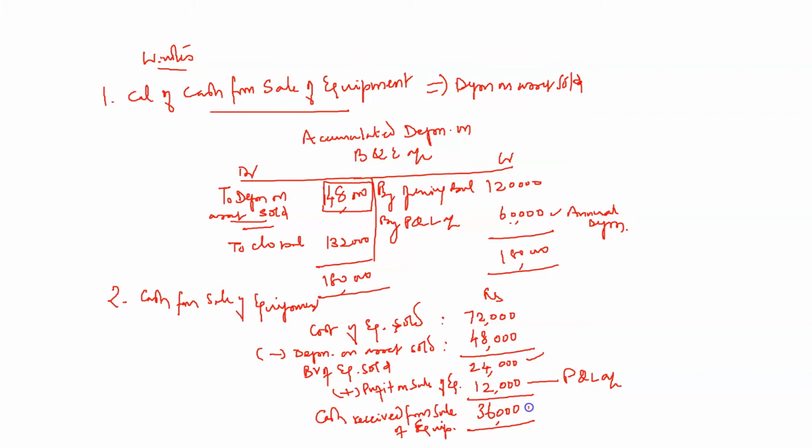So there is a cash aspect here. This 36,000 involves cash, so this is key information for preparing cash from investing activities. We are doing all these calculations to finally calculate the cash from investing activities. Calculation number 3, calculation of purchase of additional equipment.